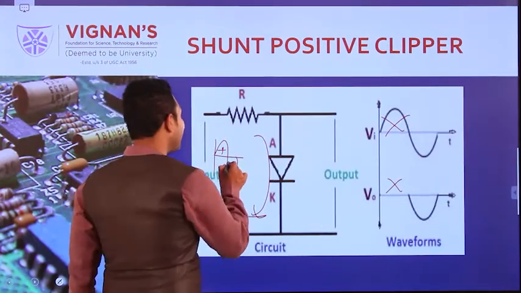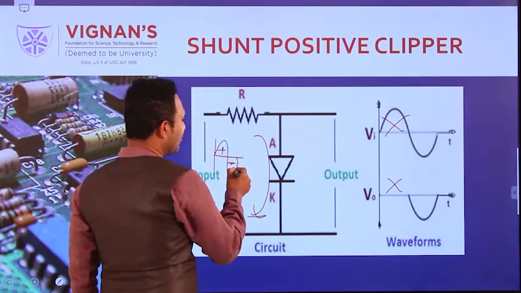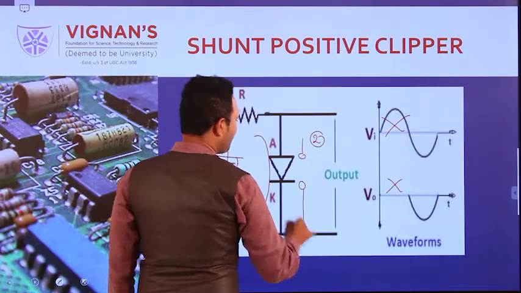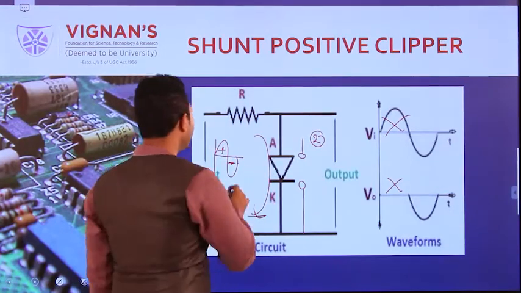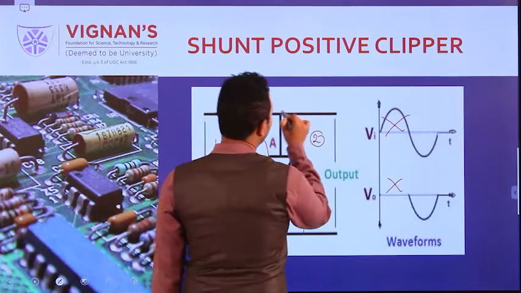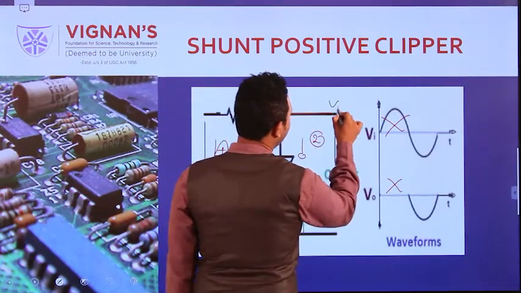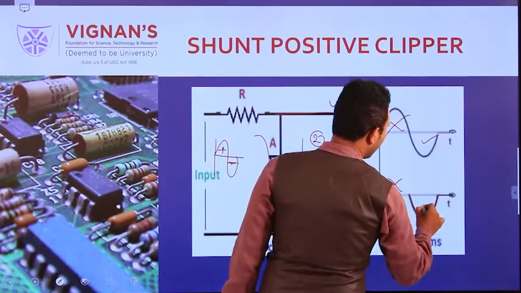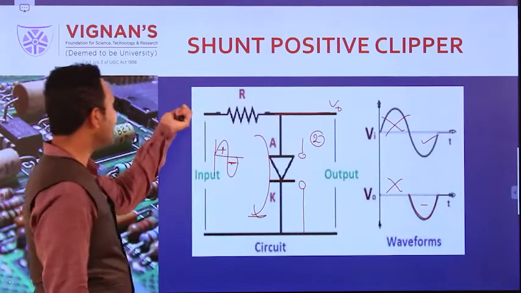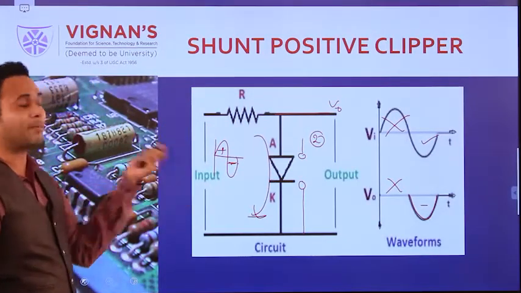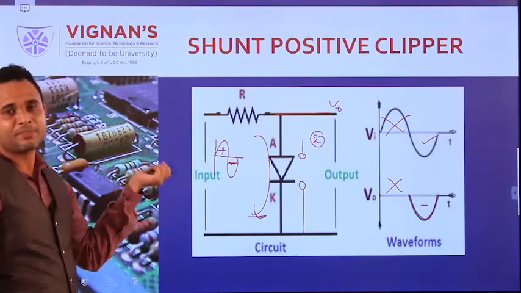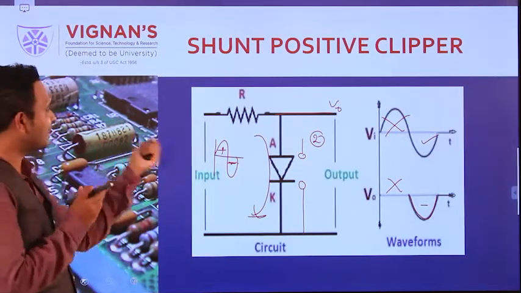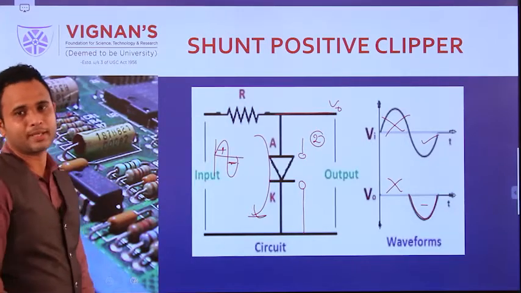What happened with the negative peak? At the time of the negative peak, the diode is in open circuit. This is the second condition. The diode is in open circuit, which means this whole negative pulse will flow at the output side. So the whole negative pulse is coming at the output side. That's why we call this the shunt positive clipper. A positive clipper eliminates the positive peak, which gives only the negative peak.